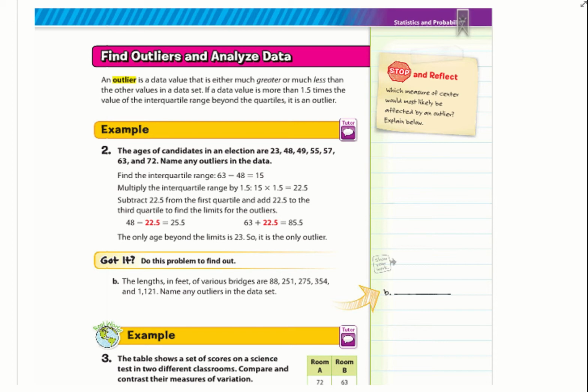Hello everyone, welcome to Chapter 11, Lesson 3, Part 2. Today we're going to be learning about outliers.